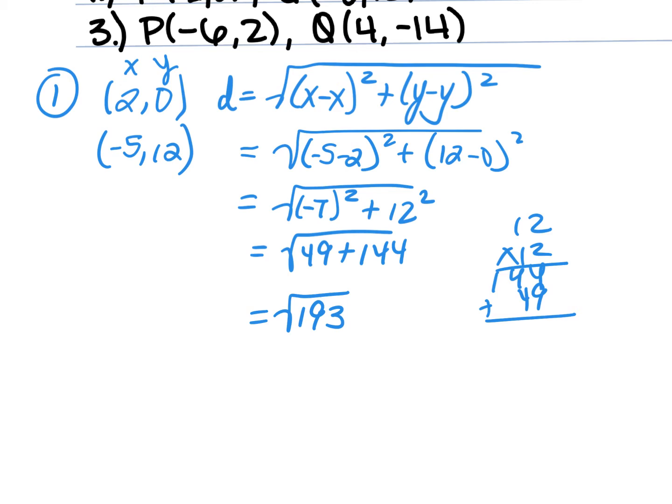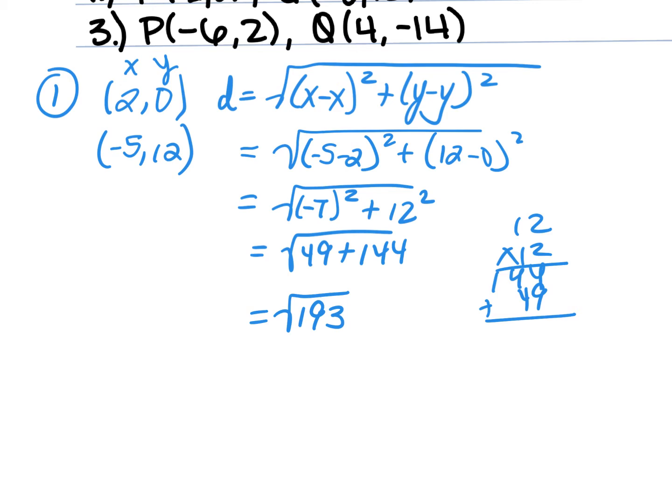Make sure there's no perfect squares inside, which with 193 there's not. Somebody first period said, well, how do you know? Well, think about it. The first prime number we come to is 2. 2 only goes into a number if it ends in an even digit, so 193 doesn't work.